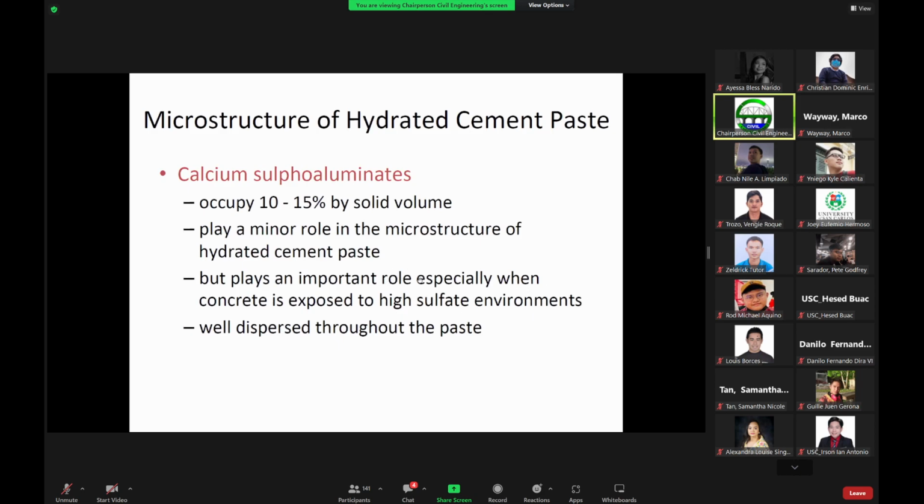So you remember the reaction of ettringite and monosulfoaluminate when we have sulfate from the environment. So we have very big problems there. And it's well dispersed throughout the paste. So they grow in the voids. The ettringite, the needle-like structure, they grow in the voids, as well as your monosulfoaluminate.